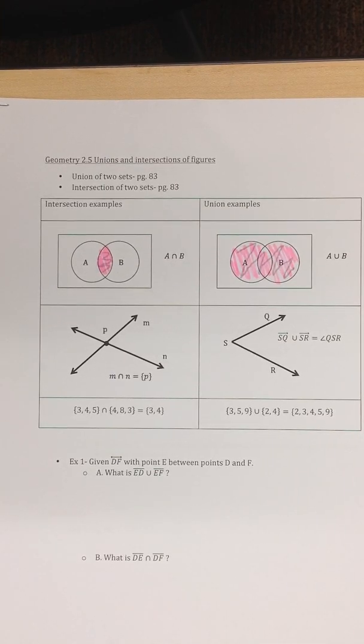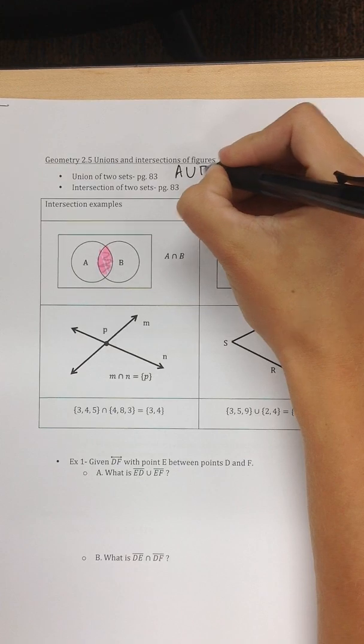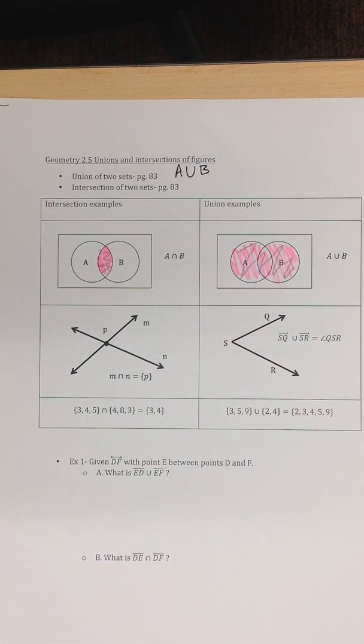It says the union of two sets A and B is written as A, then a little U shape, and then a B. And what it means, it says, is the set of elements that are either in A or B or in both. Okay, so union basically means everything.